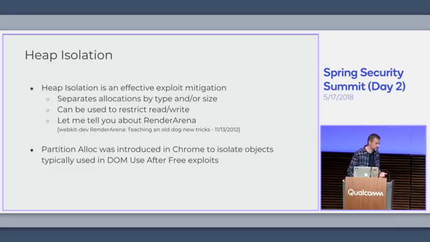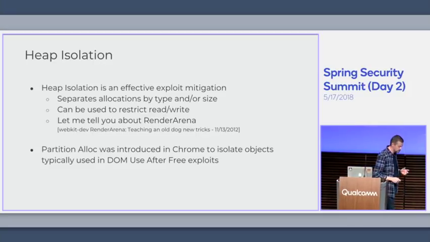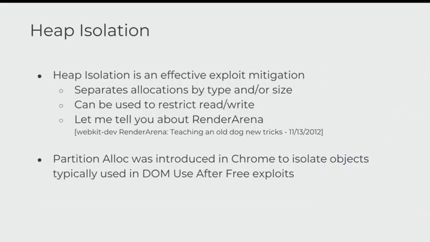So a technique called heap isolation started to emerge a few years back. Why is it effective? It separates memory allocations by type and/or size, so we can use that to restrict reads and writes. And let me tell you a little story about Render Arena. This technique, heap isolation, first started to emerge as a security mitigation in Chrome around 2012.